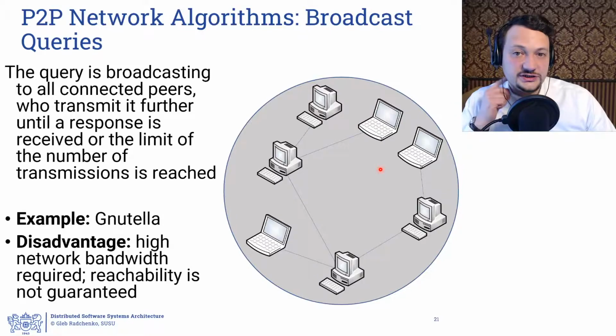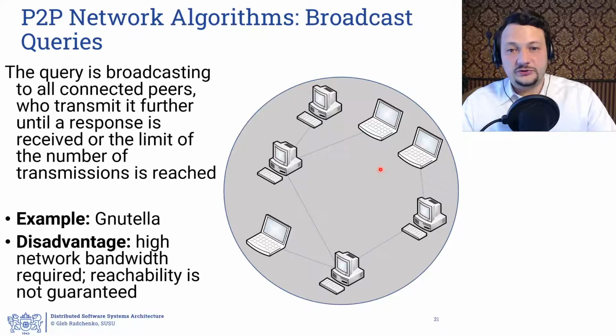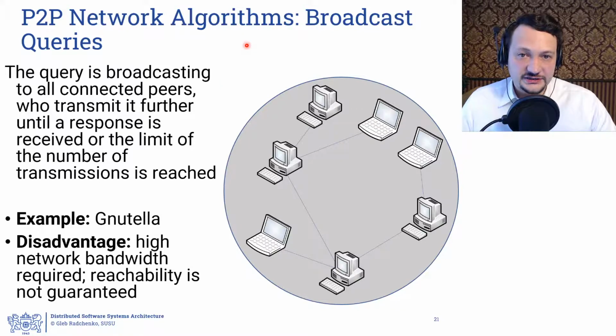The second approach is the opposite of the centralized index. This approach is named broadcast queries. So the broadcast query approach means that if you want to find something, you do not call some centralized index. You can see here that there is no server whatsoever. There are only peers in this network.